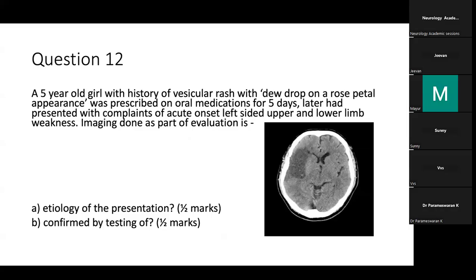A 5-year-old girl with history of vesicular rash with dew drop on rose petal appearance was prescribed oral medications for 5 days. Later, she had presented with the complaints of acute onset left upper and lower limb weakness. Imaging done as a part of evaluation is shown below. The questions are: what is the etiology of the presentation and it is confirmed by the testing of what?